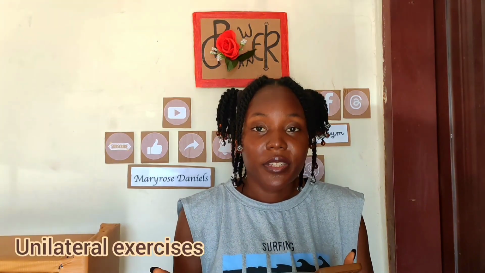Then the next one is unilateral. Unilateral are exercises that we just do per hand or per leg, and sometimes this is done to correct any form of imbalances we have. Sometimes the short form or acronym can be SL, that's single leg, or if you see SA, that's single arm, but most of the time it's only SL. When I see SL, that means single leg.